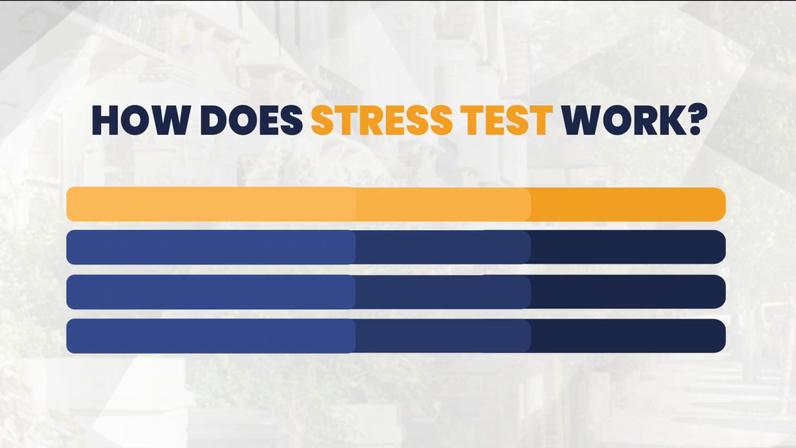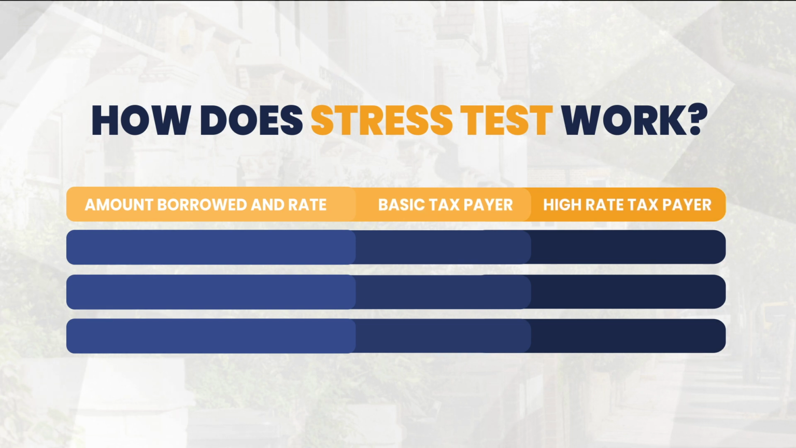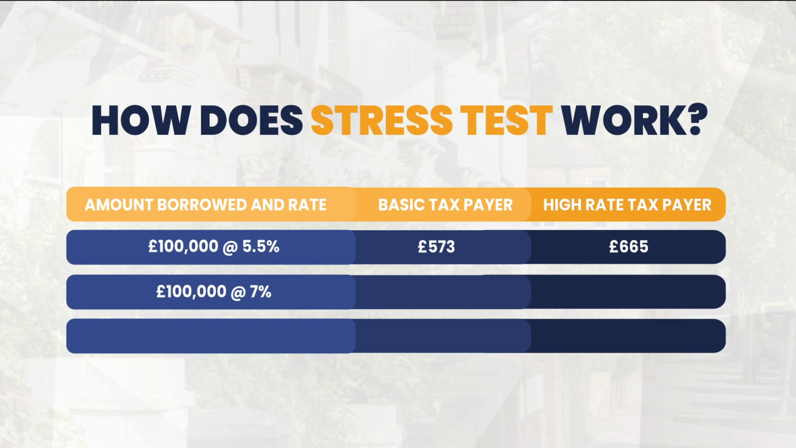Let's now look at some examples which will make things much clearer. Let's say you borrowed 100,000. In the past, the banks would have stress tested you at 5.5%. That means if you're a basic rate taxpayer, they would have expected a rent of £573. But if you're a higher rate taxpayer, you would have been expected to earn £665 as rent to make things work. There are a few banks who stress test at 7%. In one of those examples, a basic rate taxpayer is expected to earn a rent of £729, and a higher rate taxpayer, £845.